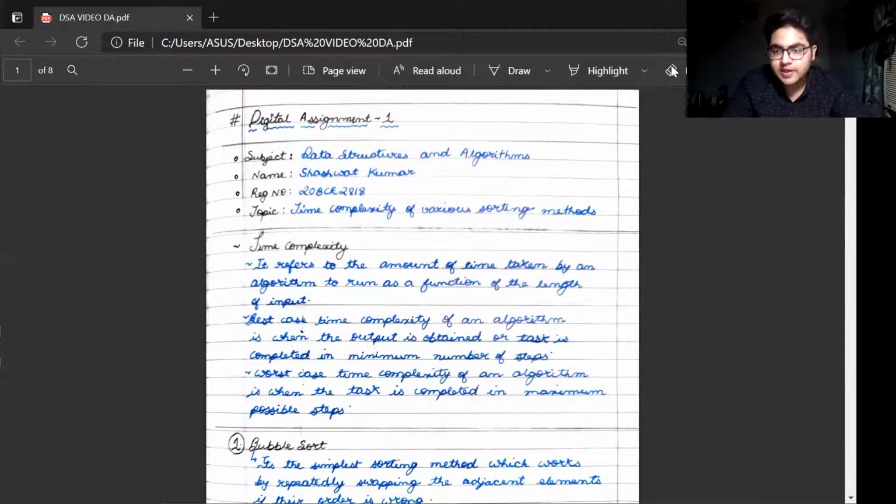So we know the concept of insertion sort and how its time complexity functions. Today we'll learn about the time complexity concepts of bubble sort, selection sort, merge sort, and quick sort.